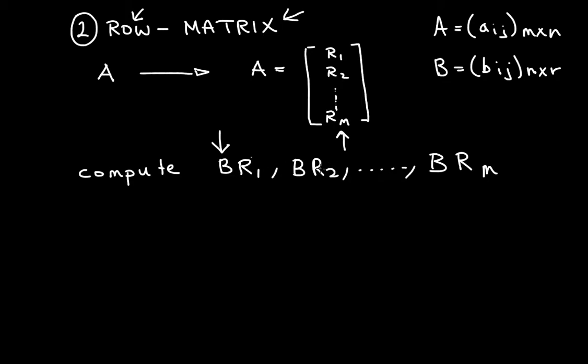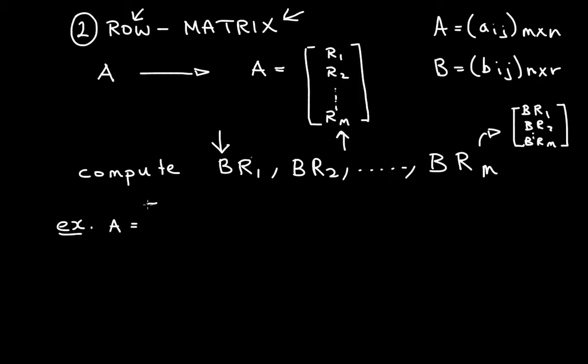After that, you want to just put everything together in the order that your rows are associated in. So your final answer should look like B row 1, B row 2, all the way to B row m. So let's do an example, because you will best understand this with an example. The example that I did before, let's just use the same one.